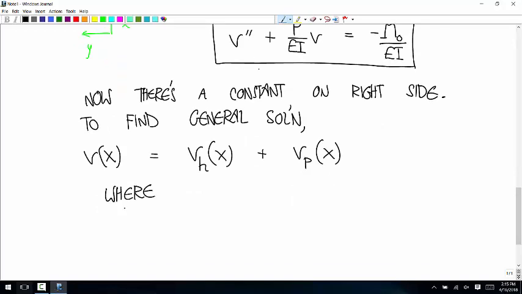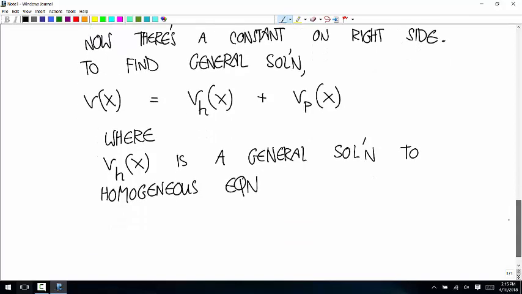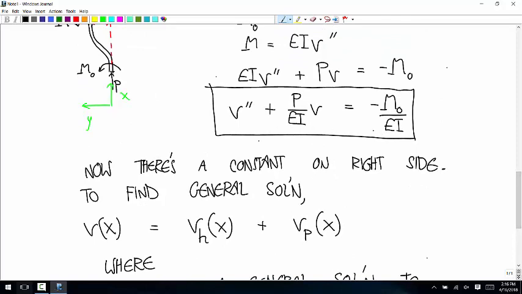Where V_h of x is a general solution to the homogeneous equation. With a differential equation, the homogeneous equation is where you take any terms that are not proportional to the dependent variable and set them equal to 0. In this case, this term, the double prime, that's the dependent variable double prime, so that stays. This one is multiplied by the dependent variable, so that stays. But this one that's just a constant, we set that equal to 0.